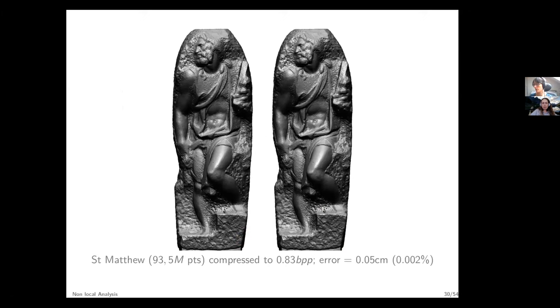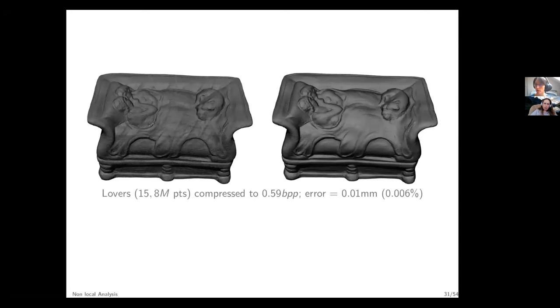So if you use this kind of decomposition, you get a compression to less than 1 bit per point with an error which is less than 0.002% of the shape diagonal. So it's pretty low, and it's enough for usually what we do, for example shape reconstruction.